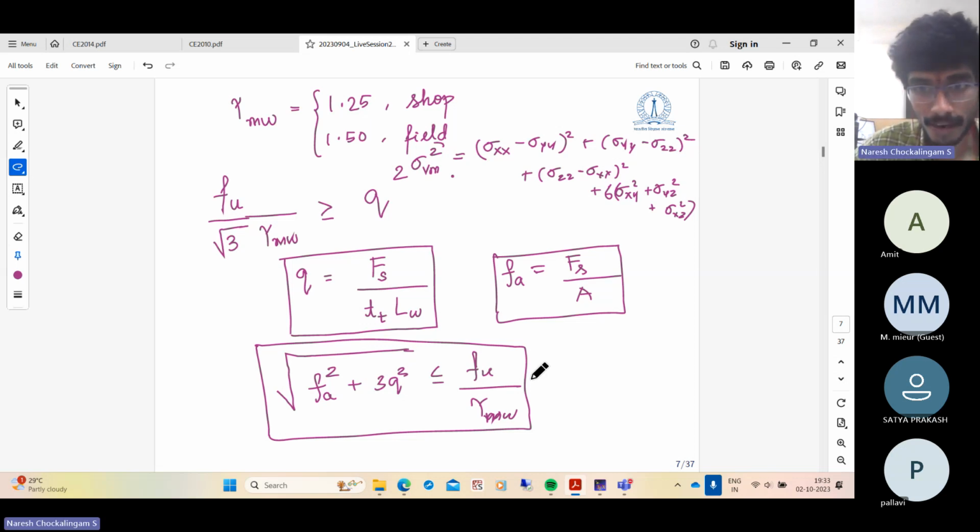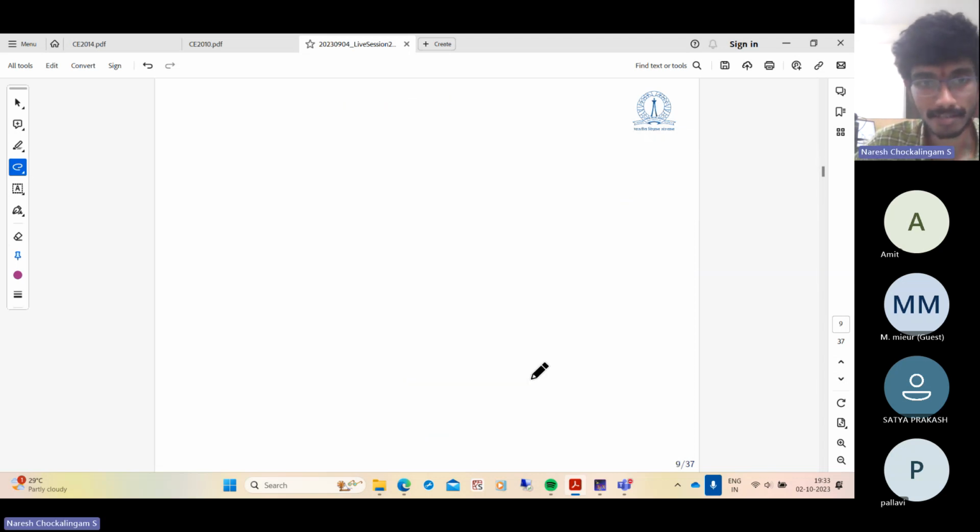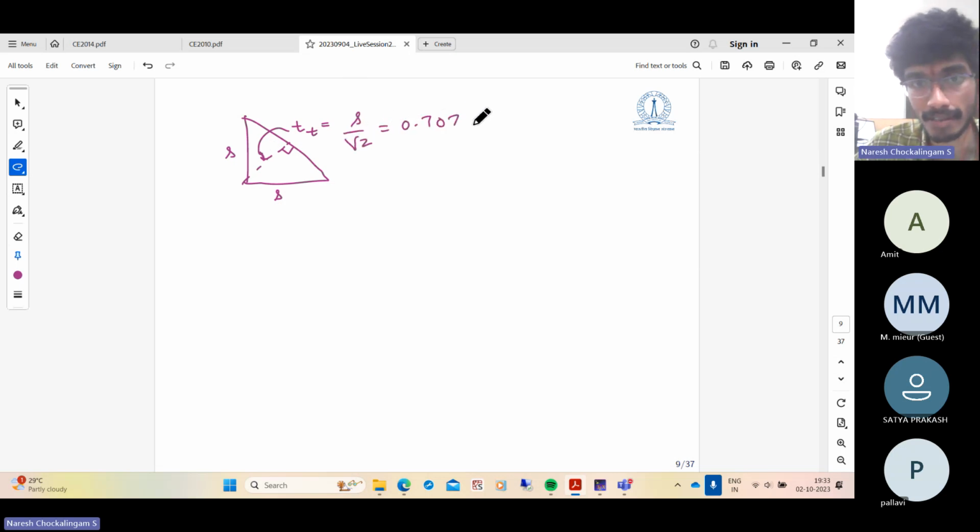And how do we determine the throat thickness? So for this, it is S and S for an isosceles right triangle. This is the throat thickness TT, and we know it is given by S by root 2 or 0.707 S. So that's all it is. Then for everything other than this, it is problem specific.